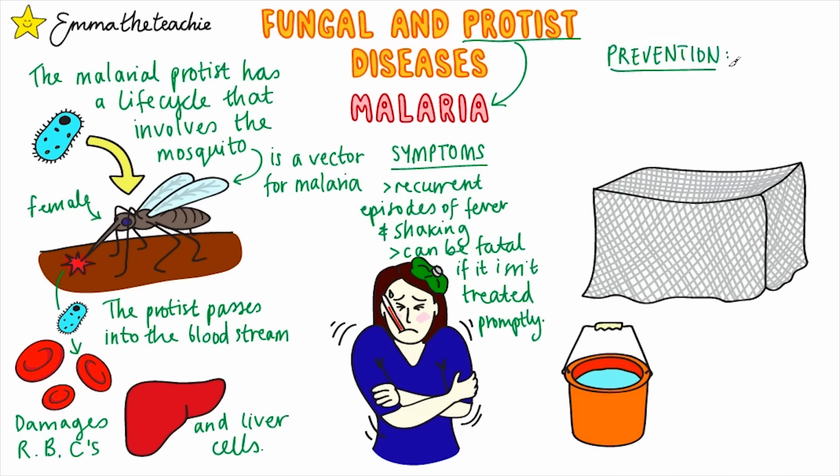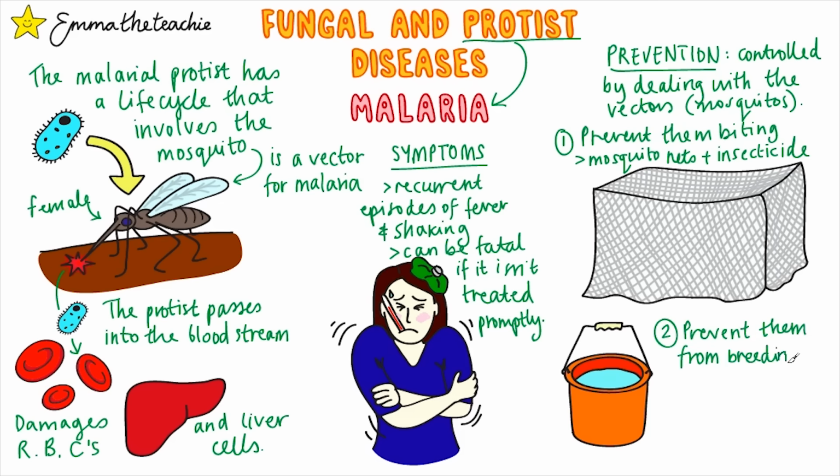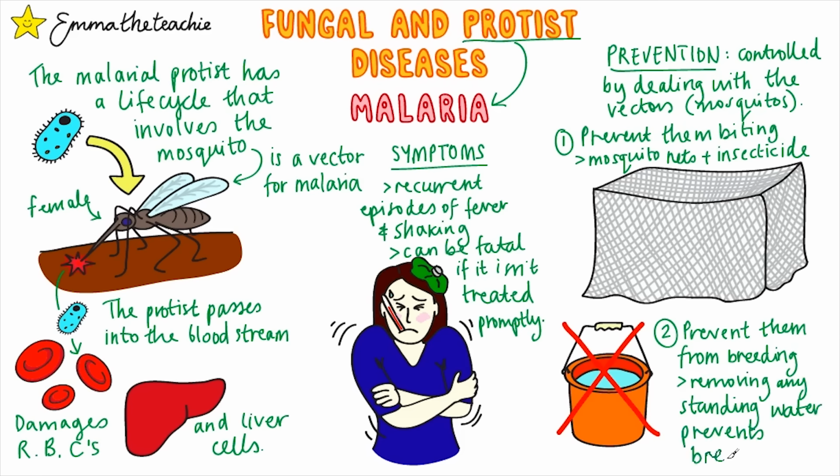The spread of malaria is controlled by dealing with the vectors, i.e. dealing with mosquitoes. First up is preventing mosquitoes from biting humans. This can be done using mosquito nets and insecticide. Secondly is preventing mosquitoes from breeding. They require standing water to breed, which is just still water. So removing any standing water from areas around the home can prevent them breeding near humans. This reduces their population.